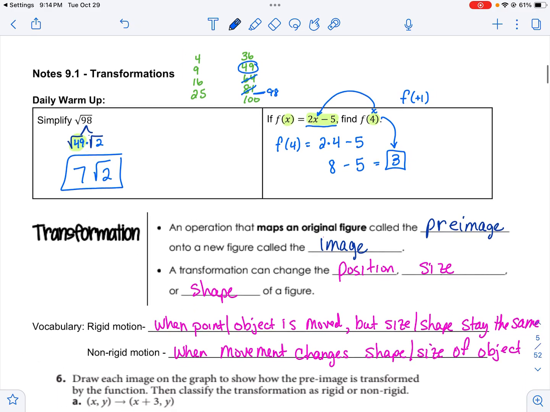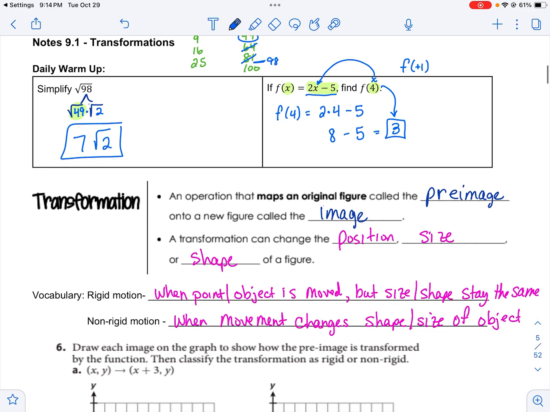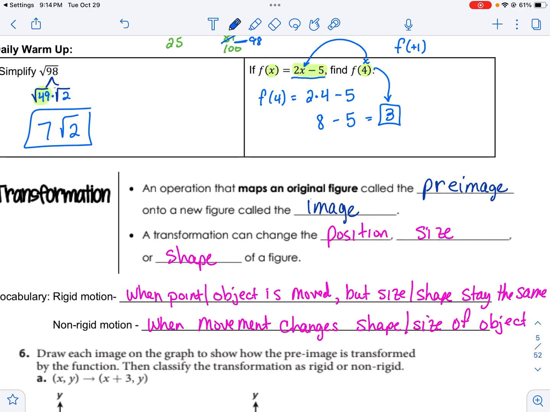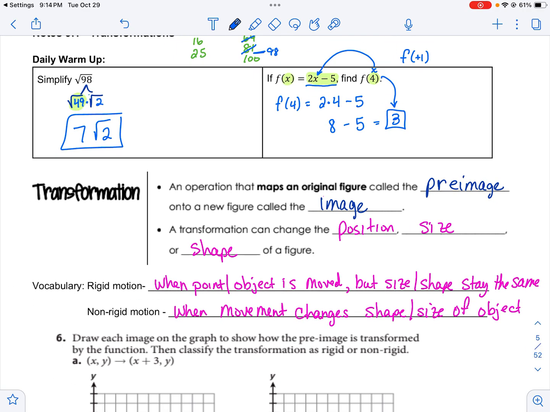All right, so we got some definitions here. It says a transformation is an operation that maps an original figure called the preimage. So the starting figure that we're given is called the preimage. And then we're going to move it, or we're going to change something about that figure, and that new figure is going to be called the image.